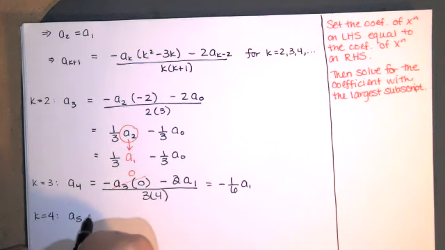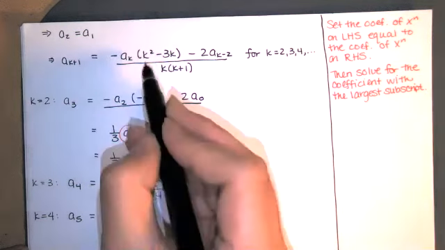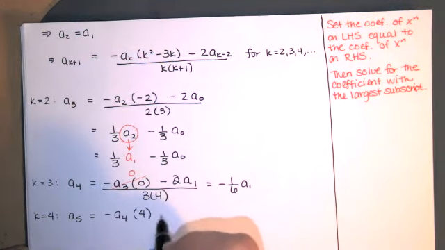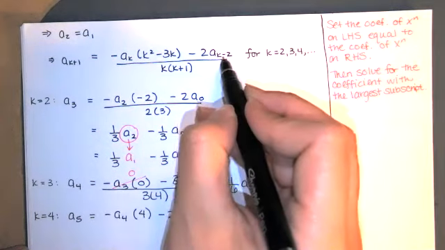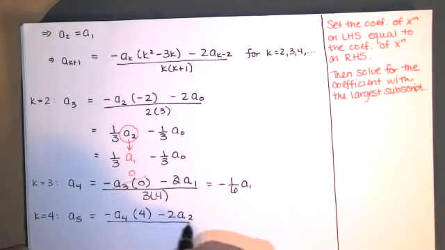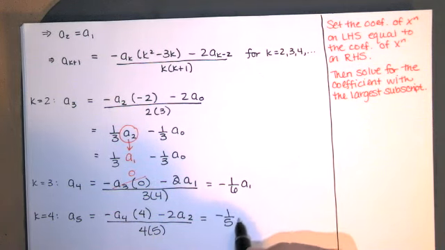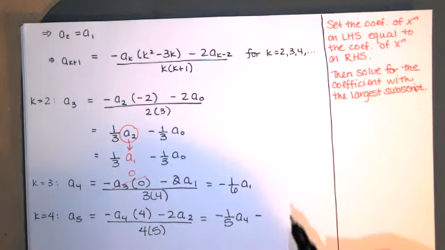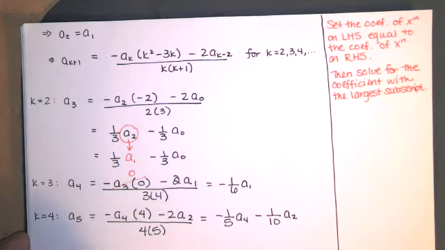And we'll keep going. When k equals 4, this is a sub 5 equals negative a sub 4 times 16 minus 12, which is 4, minus 2 times a sub 4 minus 2, which is 2, all divided by 4 times 5. So this will become a negative 1/5 a sub 4 minus 2 over 20, which is minus 1/10 times a sub 2. And a sub 4 is negative 1/6 of a sub 1.